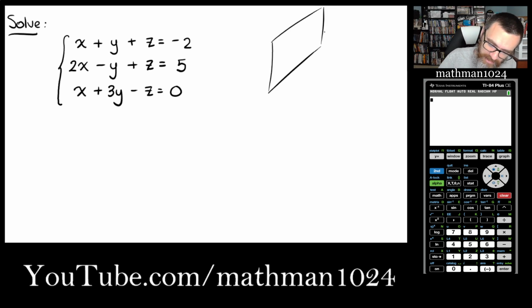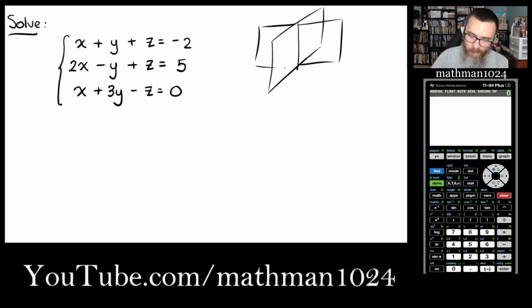But typically what we have is something more akin to this. We have a plane like this, and another plane intersecting over here, and then you have one, this is kind of hard to draw three-dimensionally. So the intersection is going to be where these all intersect right there. And that's kind of what we're looking for.